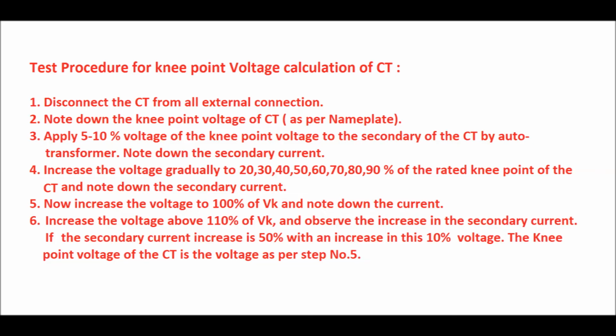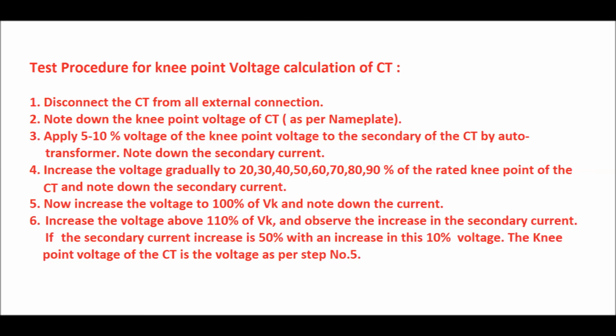So the test procedure for knee point voltage calculation of the CT. First we have to disconnect the CT from all external connections, both from the primary and secondary circuit, and note down the knee point voltage which is mentioned in the nameplate of the CT. And first we have to apply 5 to 10% of the knee point voltage mentioned in the nameplate to the secondary of the CT.